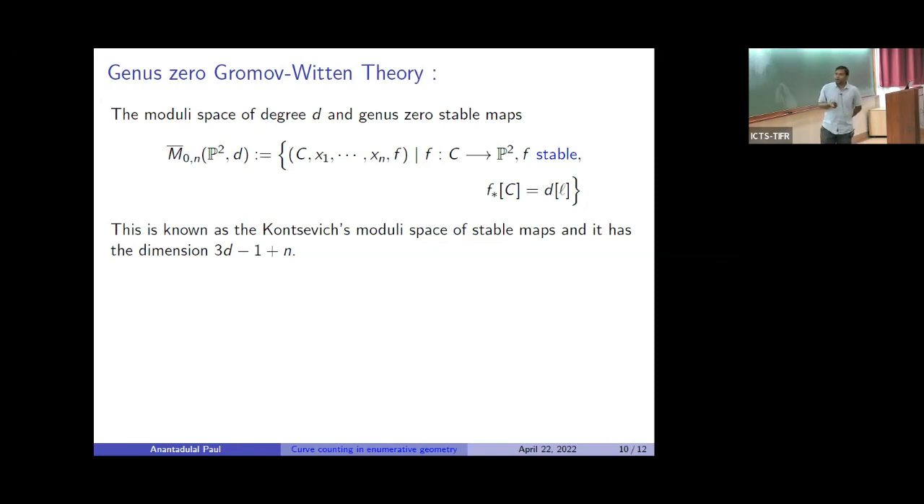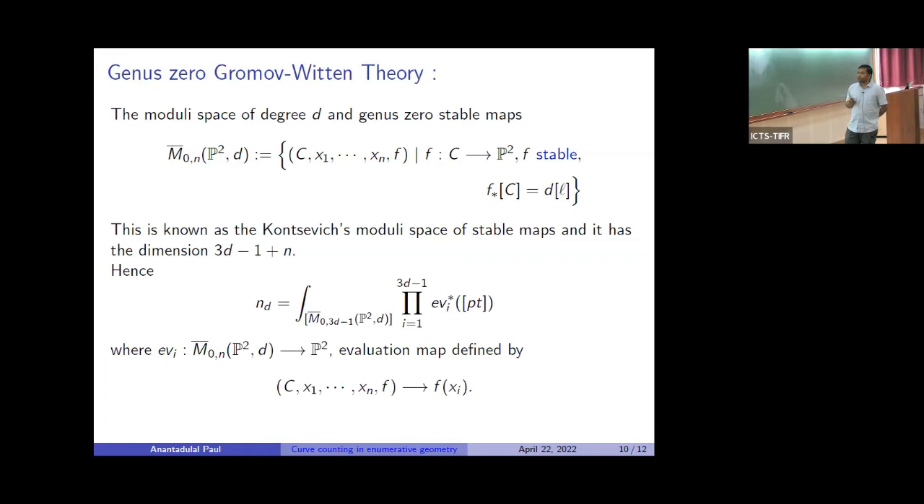For now, I only ask you to believe me that this is a nice, compact space where we can do intersection theory. And this dimension is also computed. This dimension is 3d minus 1 plus n, where n is the number of markings. Then you can define the Gromov-Witten invariant, small N_d, as follows.